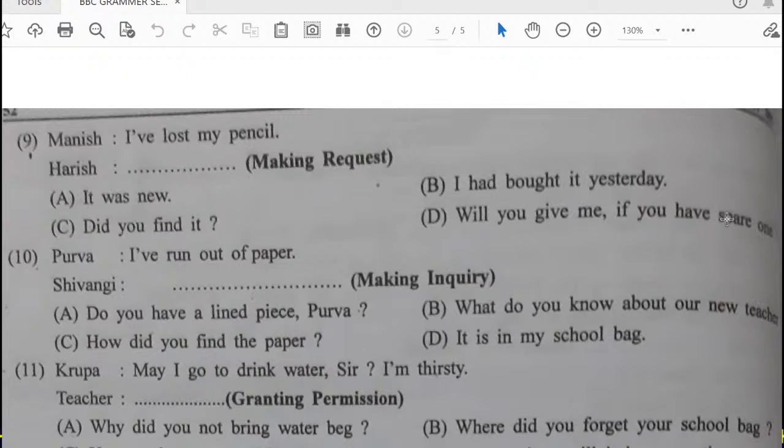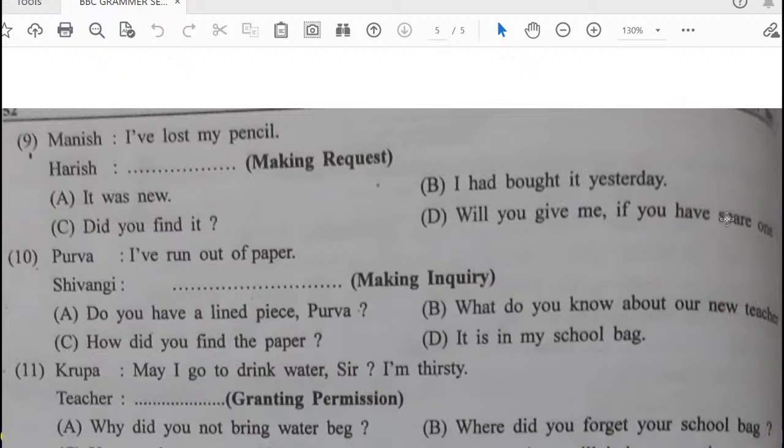We have to make an inquiry, right? So A, do you have a spare sheet, Purva? B option, what do you know about our new teacher? C, how did you find the paper? And D, it is in my school bag. So D is always rejected because it is inquiry and this is a simple sentence. We have to focus only on A, B and C options.